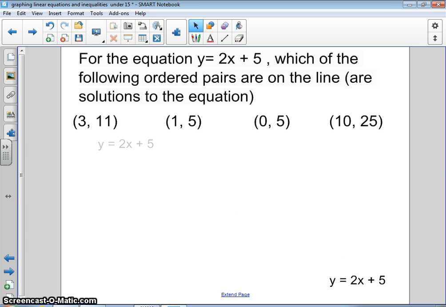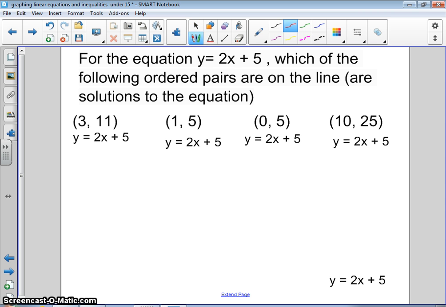To help myself, I'm just going to put the equation under each ordered pair to kind of keep me straight. What you would want to do is write the equation under each ordered pair. And we're just going to put y in place of y. So 11 goes in place of y here, and 3 goes in place of x. 2 times 3 is 6. 6 plus 5 is 11. We get 11 is equal to 11. That is a point on the line.